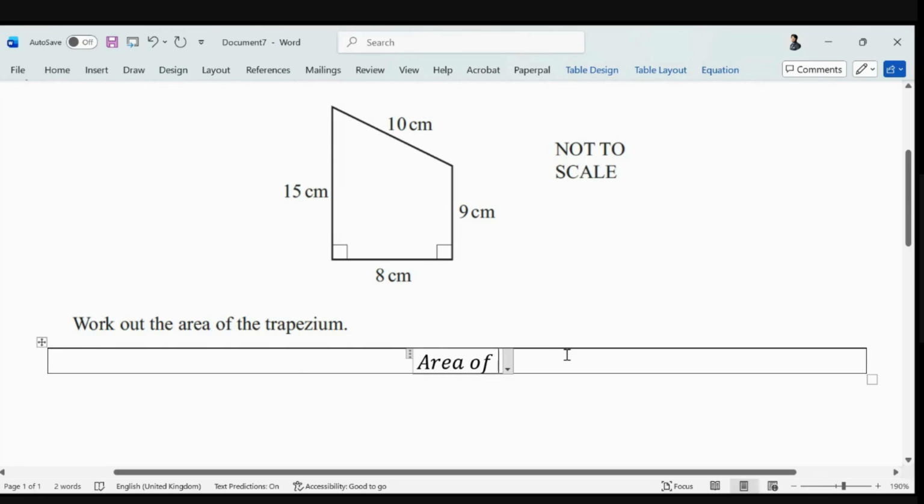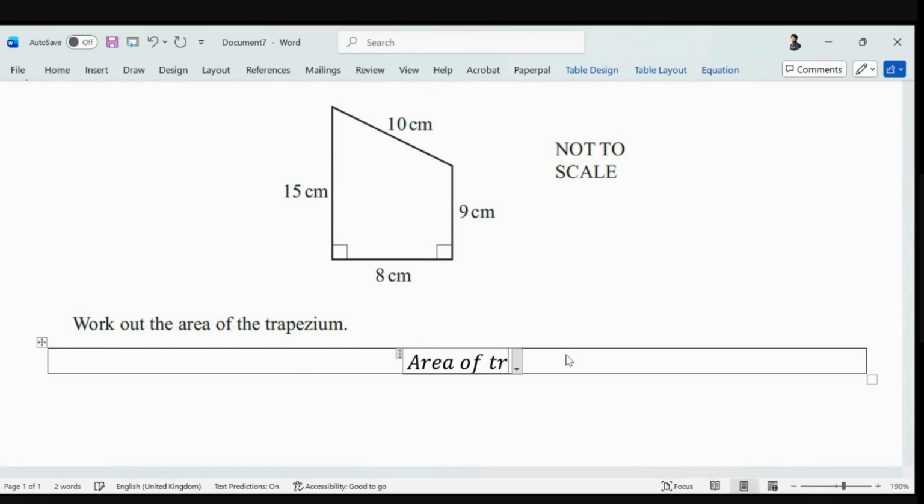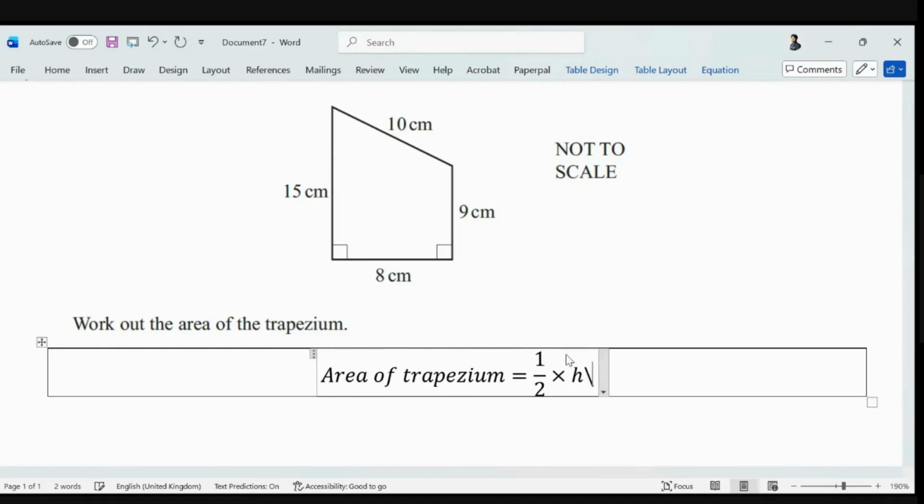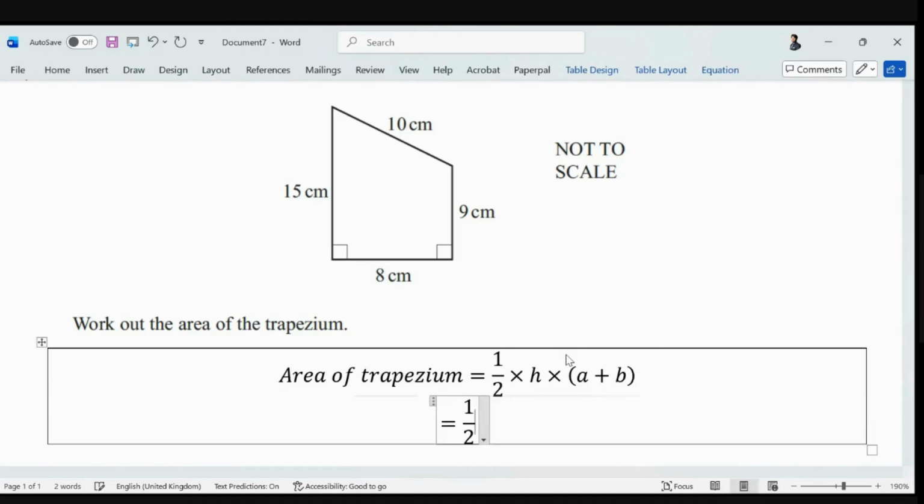Just find the area of the trapezium. When you find the area of the trapezium, it is half the sum of the parallel sides times the height. Now you must identify what your height is in this question and what the parallel sides are. Hope you're doing it in your registers.